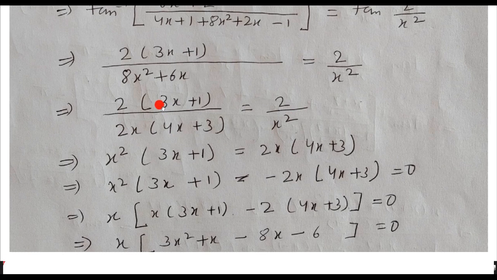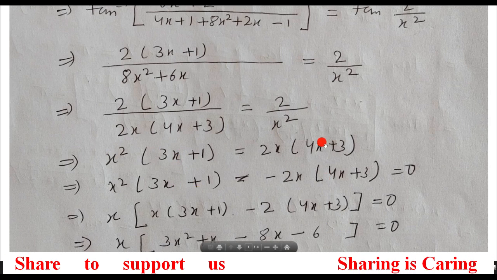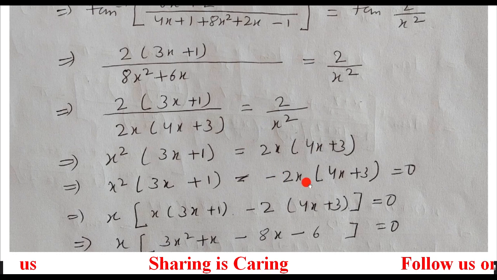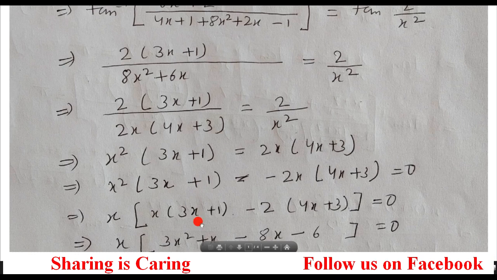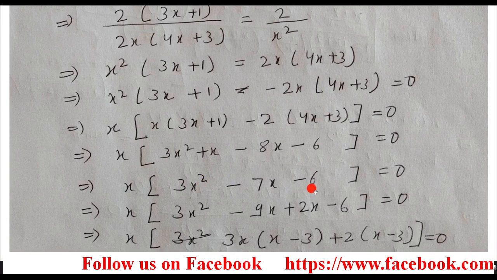So when you cross multiply, this x square will come here and this complete will go here. Now here just cancel the 2 by 2. So we got this step. Now just open both the brackets. I shifted this here, and then I took this x common, and then simply I opened the brackets. I simplified. So I got a quadratic equation.